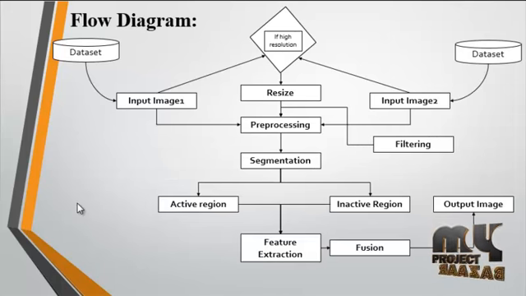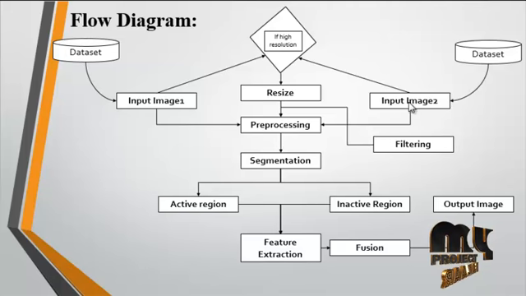Now we discuss the flow diagram for the process. At first, the input image 1 is taken from the dataset. Similar to that, the second input image is also taken from the dataset folder. These two images taken from the dataset are high resolution. If the image is high resolution, then it goes to the process of resize. The resize is used to resize the image into an optimum size.